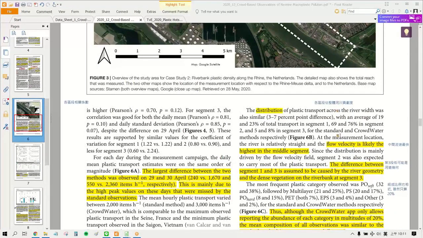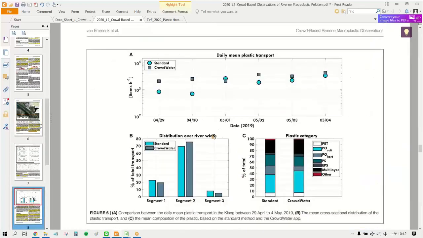And they discuss the difference between different segments. They said the flow velocity is likely highest in the middle of the river. So that's why, in figure 6b, segment 2, which is the middle of the river, contributes the highest level of floating plastic. And in segment 3, they said it is lowest probably because of the geometry difference.